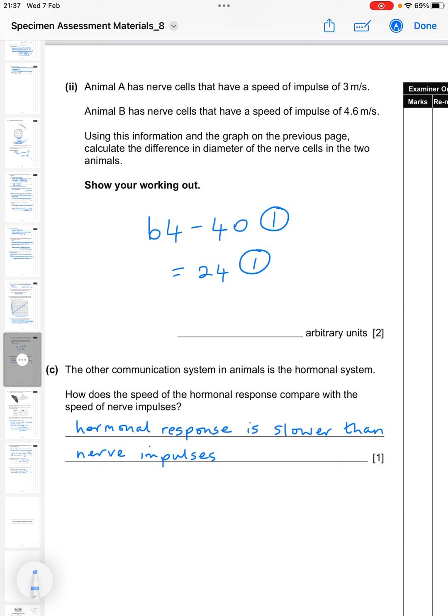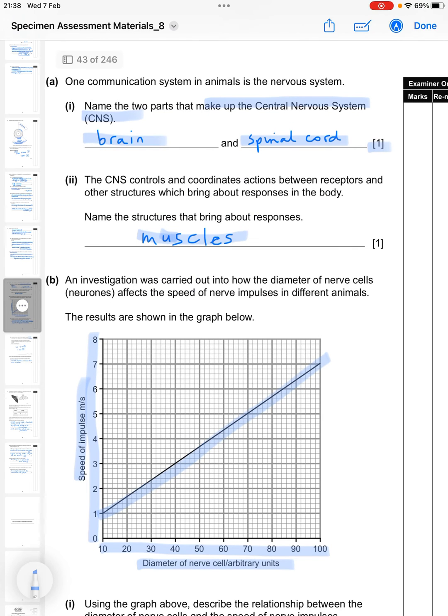Part 2, animal A has nerve cells that have a speed of impulse of 3 meters per second. B has nerve cells that have a speed of impulse of 4.6 meters per second. Using this information and the graph in the previous page, calculate the difference in diameter of the nerve cells in the 2 animals. So the 2 numbers are 3 and 4.6.